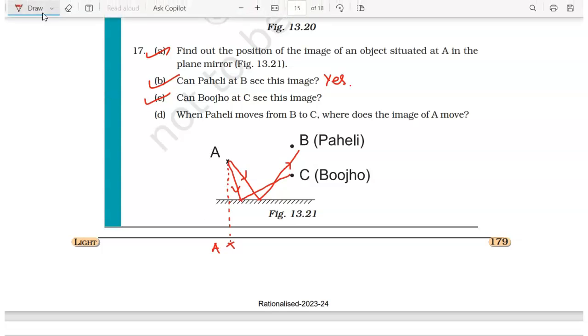Because I don't have a scale over here, my rays are a bit tilted, but please use a scale and pencil to draw the ray diagrams, and also make sure that the angle of incidence is equal to the angle of reflection when you draw a ray diagram.